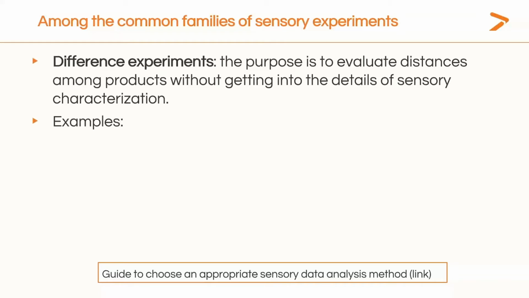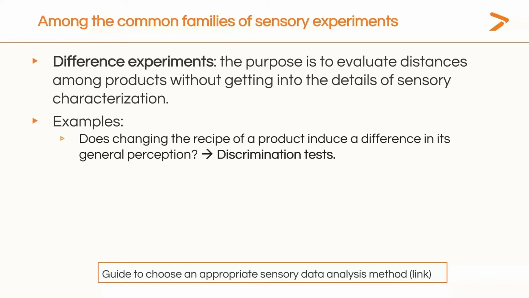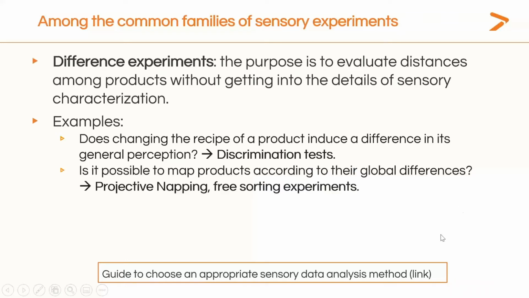Here are examples of questions we may ask in this context. Does changing the recipe of a product induce a difference in its general perception? In this case, you can use discrimination tests. Or is it possible to map products according to their global differences? In this case, you can use projective mapping and mapping, or free sorting experiments. Of course, there are many available methods out there, and many of which are available in XLSTAT.